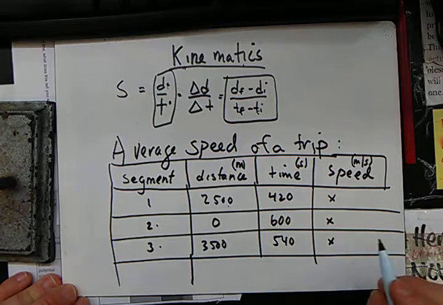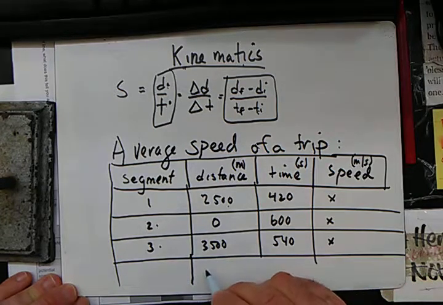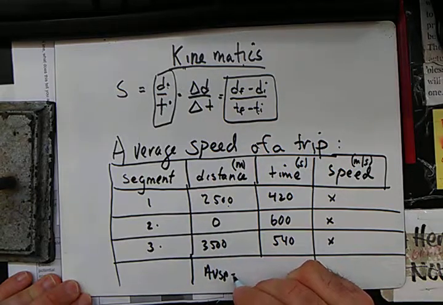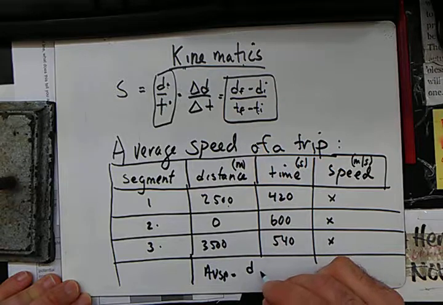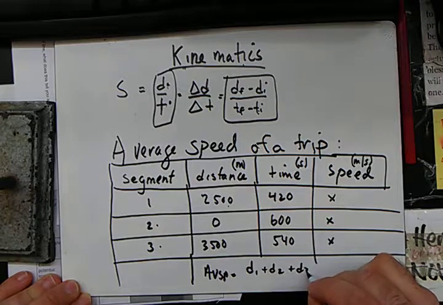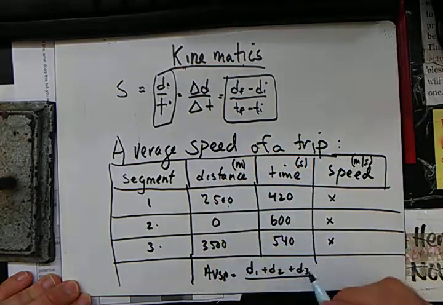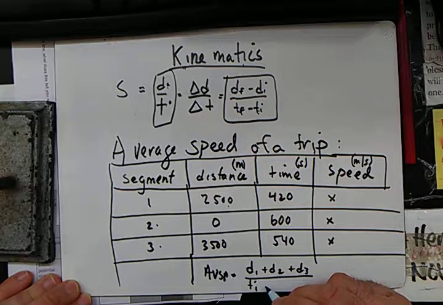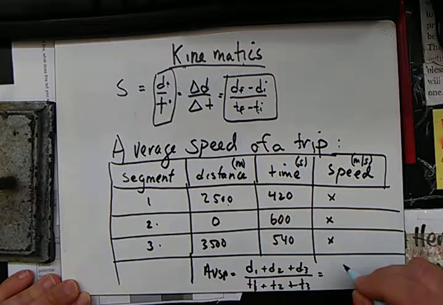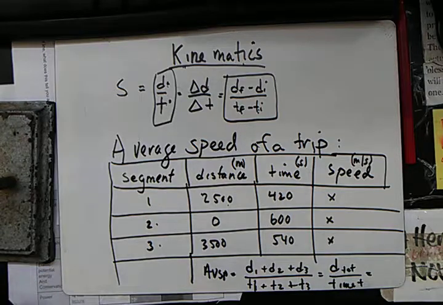All you're going to need to do to get the average speed is distance 1 plus distance 2 plus distance 3, that means all the distances, divided by time 1 plus time 2 plus time 3. So you're just going to do distance total over time total, and you've got your answer.